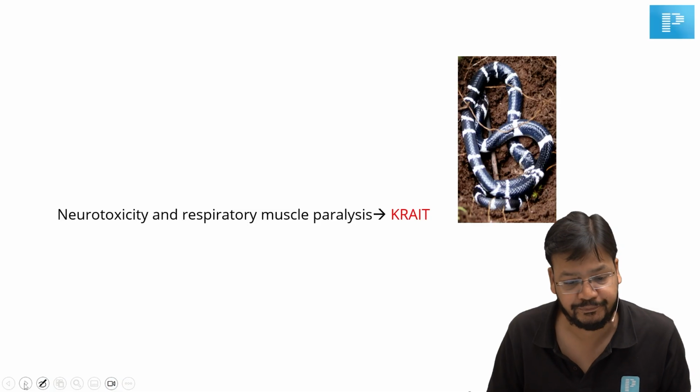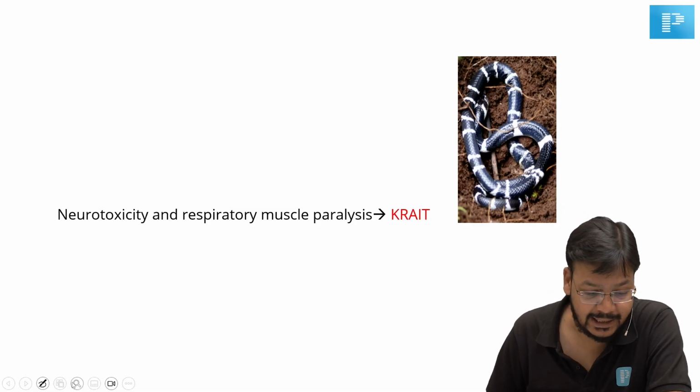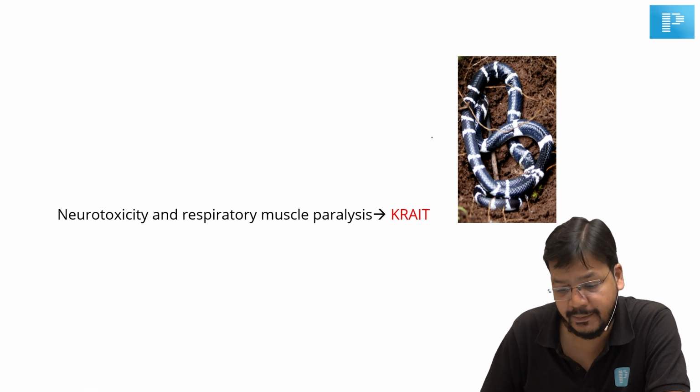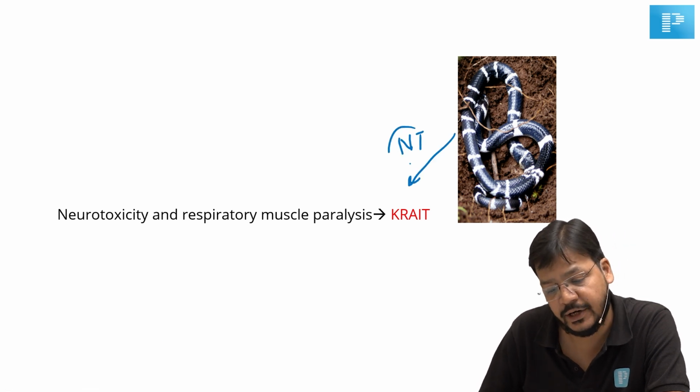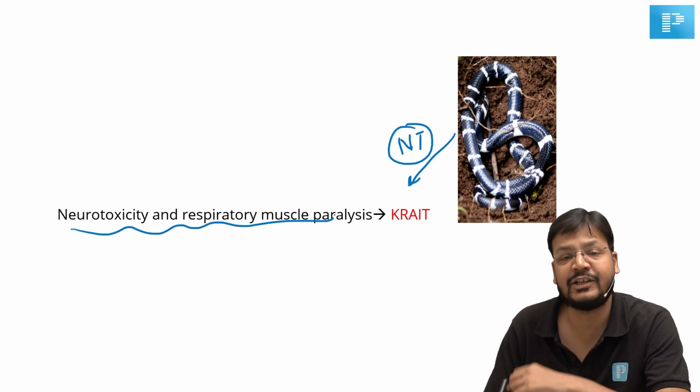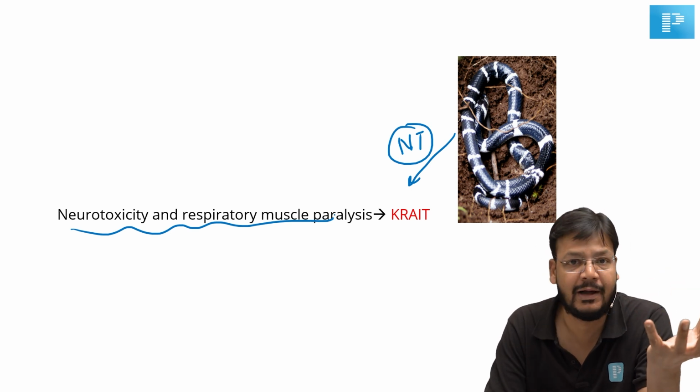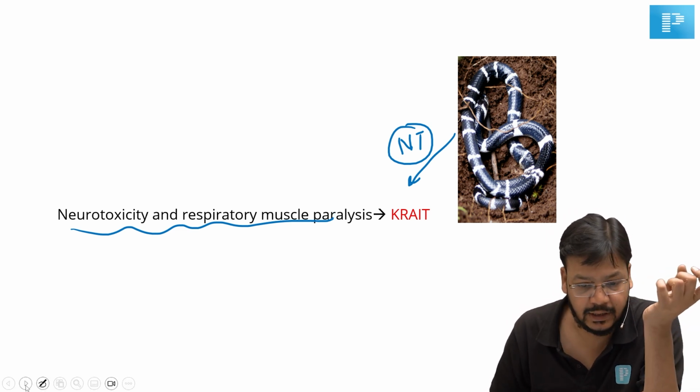Maximum local symptoms. Now, sir, this is Karait, none other than Karait. A very, very important snake, my dear friend. As I told you, it is neurotoxic and it will cause respiratory muscle paralysis like cobra. This is the common Karait.